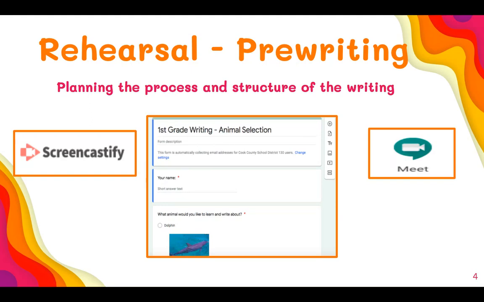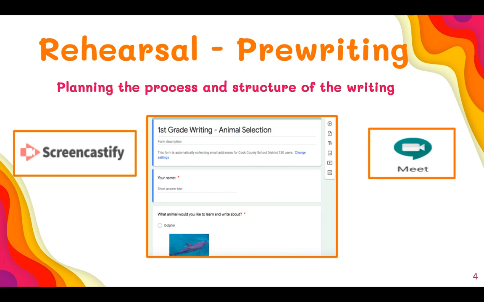For the first part of independent writing, the rehearsal and pre-writing, this is when we can help students process the structure of their writing. To do this, we can videotape ourselves in Screencastify explaining the procedures and the structure for the writing, or host a Google Meet with the same structure and process discussed.